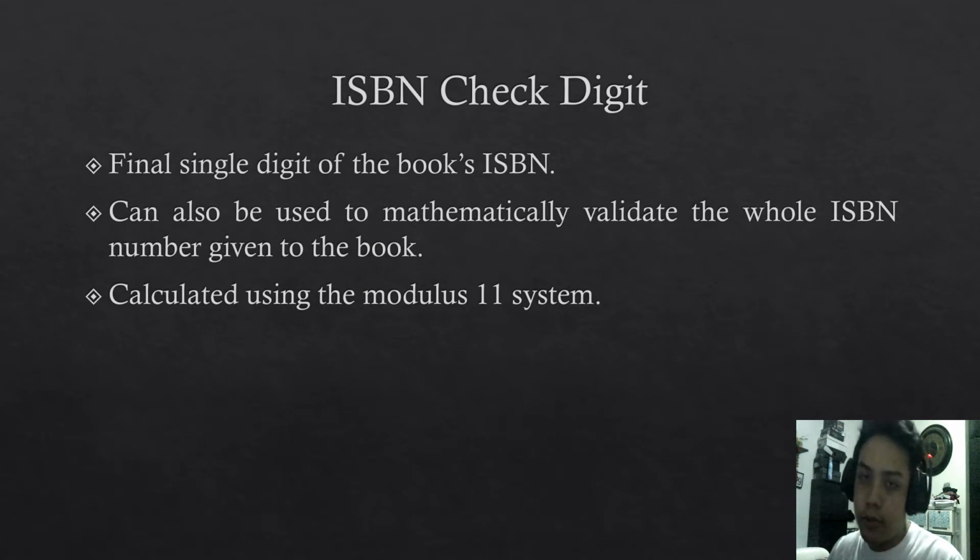As mentioned while we were talking about the parts of an ISBN, we have the ISBN check digit. It is the final single digit of the book's ISBN, and it can be used to mathematically validate the whole ISBN number. It can also be solved using the modulus 10 or 11 system depending on the ISBN format.